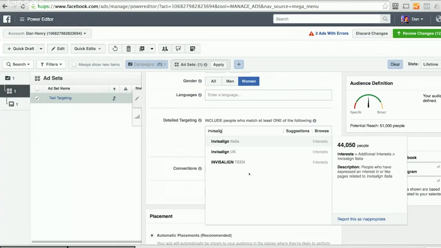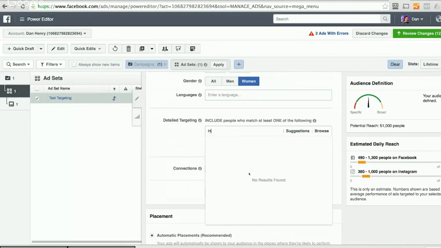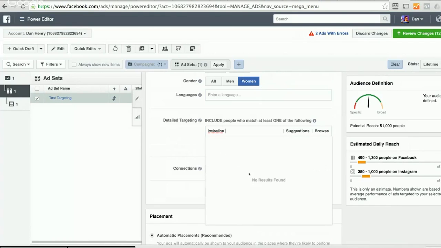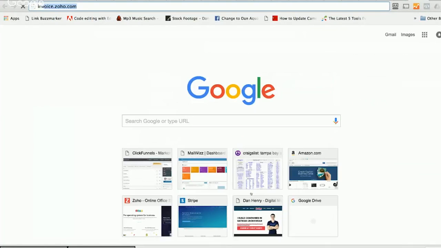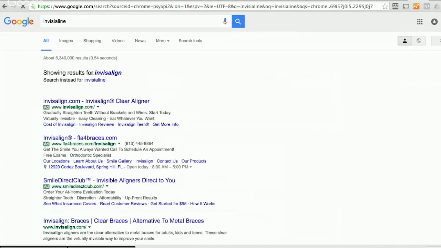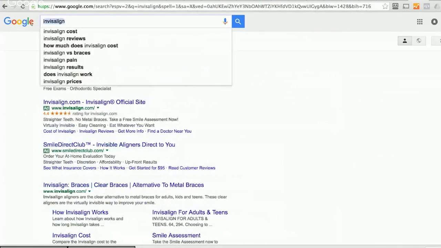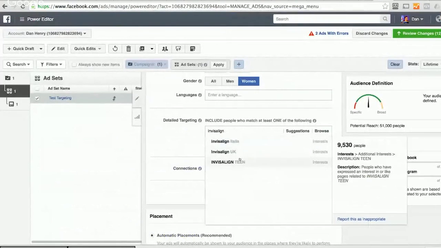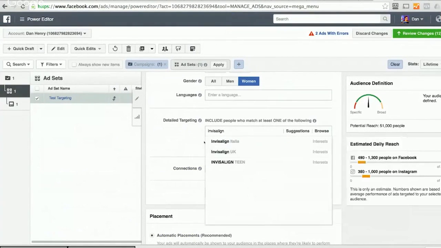Am I spelling it wrong? No, you guys know what Invisalign is. Probably spelling it all wrong. Okay, so that's how you spell it. And we'll go back. I don't know why I'm only getting Italia, UK, and teen. I guess they're not that popular.